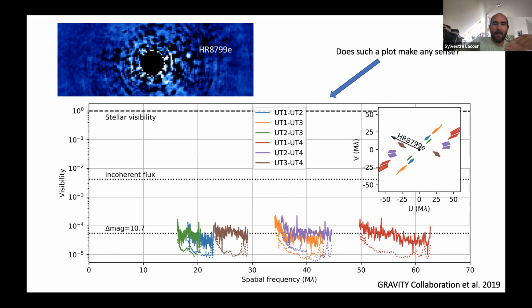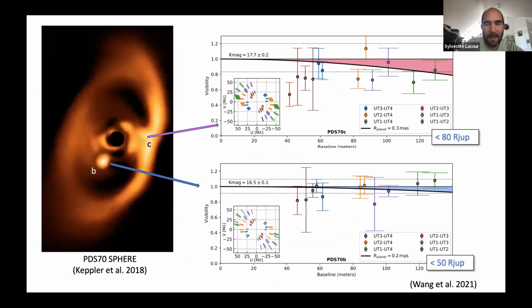But we've plotted them with respect to the flux on the star. So that's why you have this huge 10⁻⁴ difference in terms of visibilities. So that was what we did at the time. But then we observed more complex systems like this one, PDS-70. So what do you do for PDS-70?